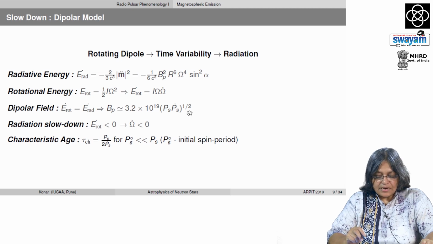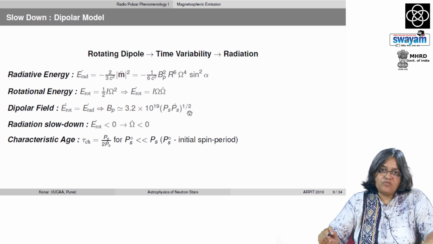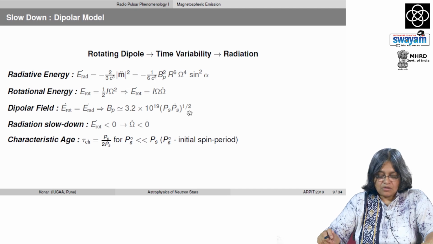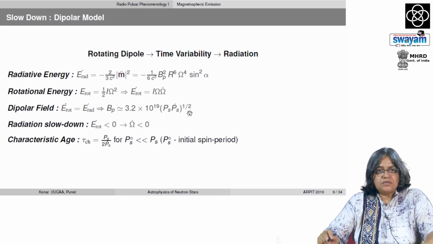Now, there is a radiative slowdown because energy is going away. So, E dot rotational is less than 0, omega dot is less than 0, and from this we can define a characteristic age of the pulsar, which is given by P by 2 P dot. Now, this is valid if we assume that P_0, that is the initial spin period, the spin period with which the neutron star was born, is much smaller than the spin period that we are seeing today.